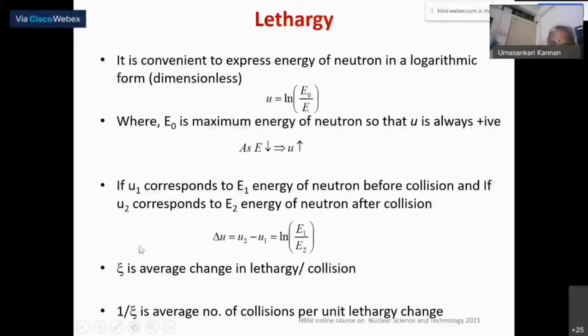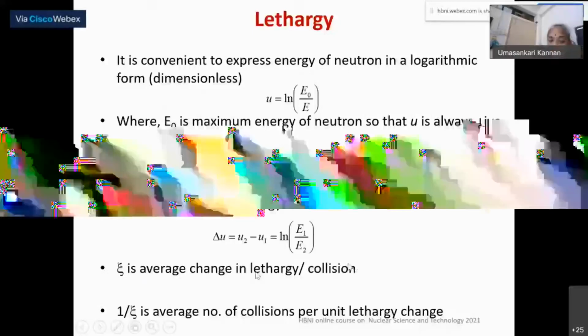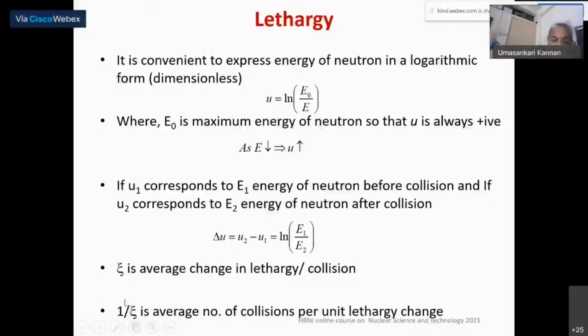Now we define another quantity, which is the average change in lethargy per collision. This is defined by a parameter zeta. Because in each collision the neutron is losing energy, we are quantifying it by this average decrement, and 1 by zeta will be the average number of collisions per unit lethargy change. So this is what is going to define how to use which moderator.